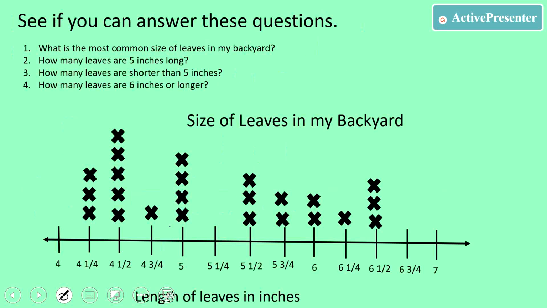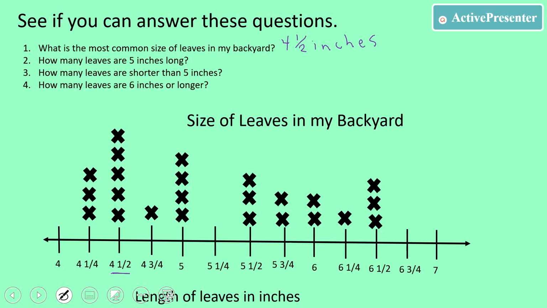Let's look at these questions. Question 1 is, what is the most common size of leaves in my backyard? Pause the video and then you can see. If you got that the most common size of leaves was 4 1/2 inches, then you are correct. Because if you notice, 4 1/2 has the most in it.